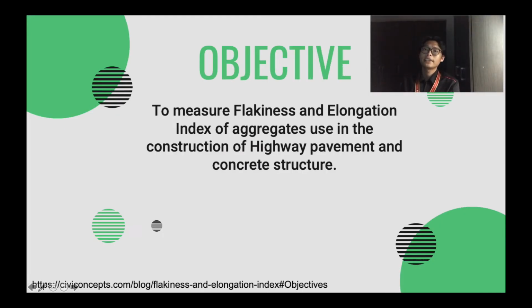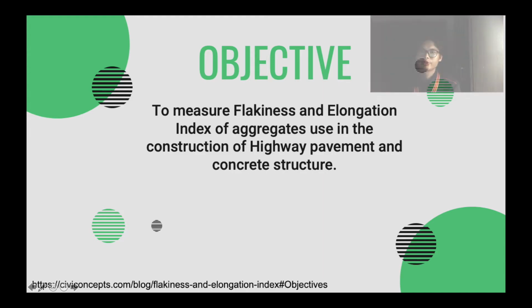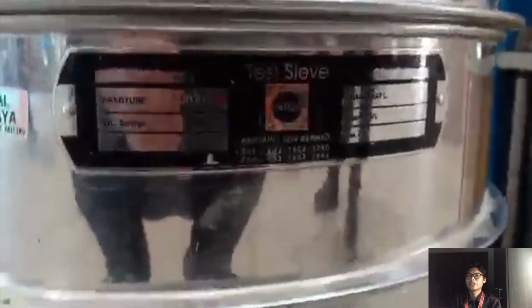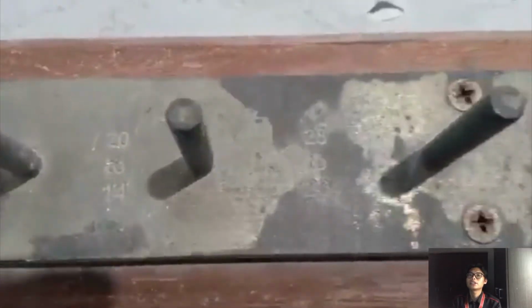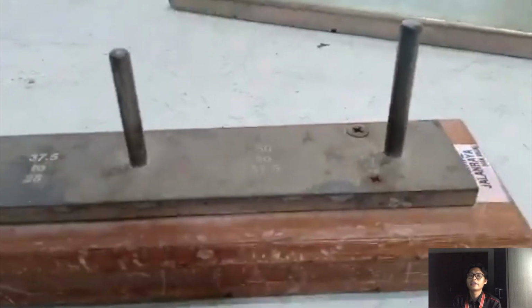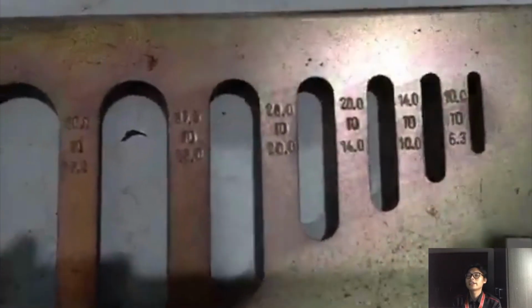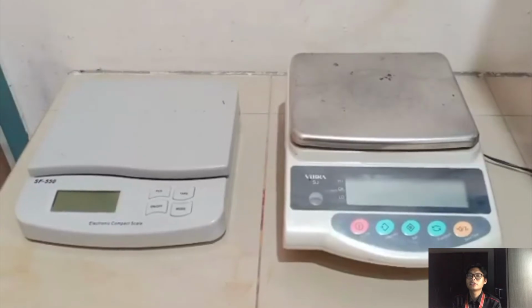Objective for flakiness and elongation index test: to measure flakiness and elongation index of aggregate used in the construction of highway pavement and concrete structure. The apparatus that we use in this experiment are sieve size 50 mm, 37.5 mm, 28 mm, 20 mm, 14 mm, 10 mm, and 6.3 mm, and elongation index gauge, flakiness index gauge, and weighing balance.